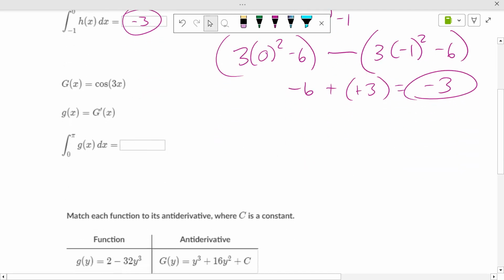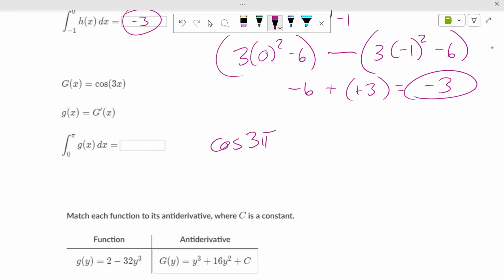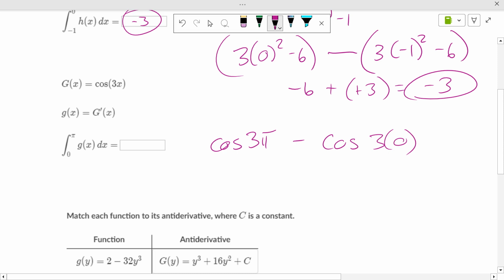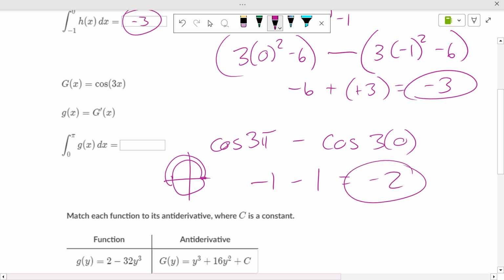Okay. How about the cosine of 3x? Well, it's the cosine of 3 pi minus the cosine of 3 times 0. Well, 3 pi: 1 pi, 2 pi, 3 pi. What's the cosine of 3 pi? -1. What's the cosine at 0? 1. -1 minus 1 is -2. Boom. That's the fundamental theorem of calculus with definite integrals.